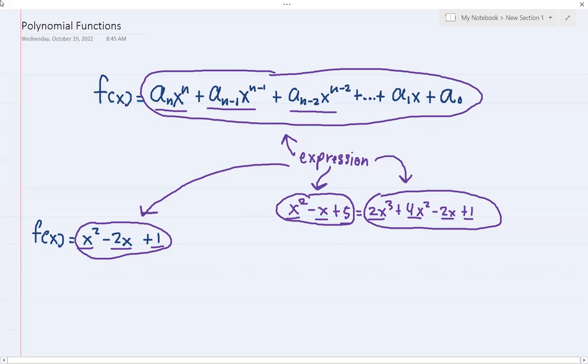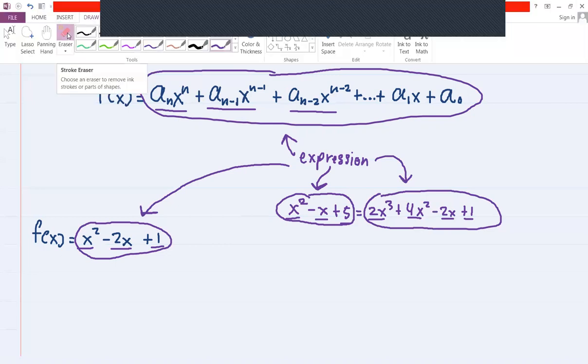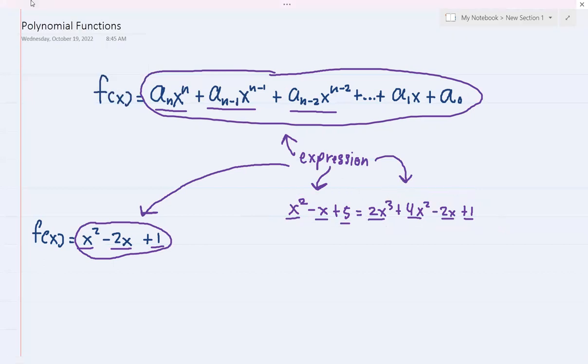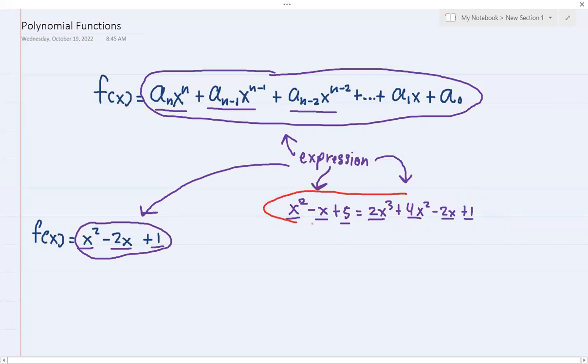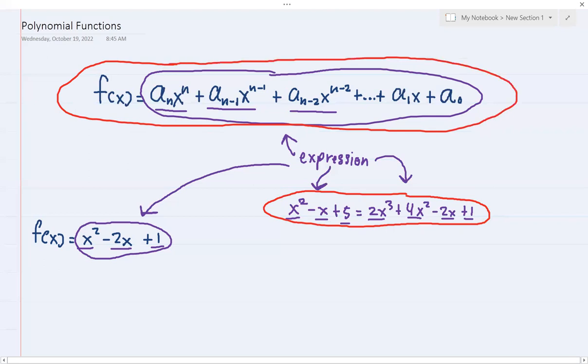Now that you know the main parts of a polynomial, there's one more thing you need to know. What do you call the whole part, wherein there is an equal sign? If you see an equal sign, what do you call this one?